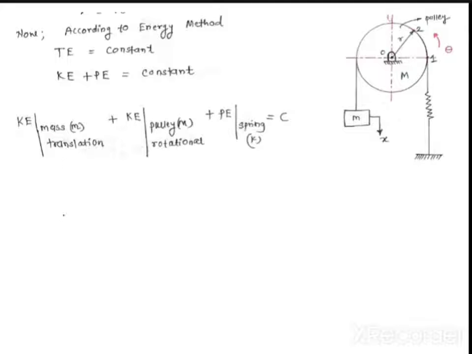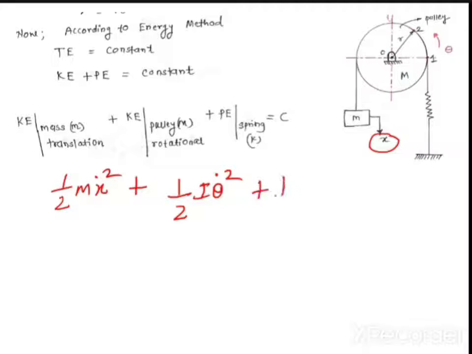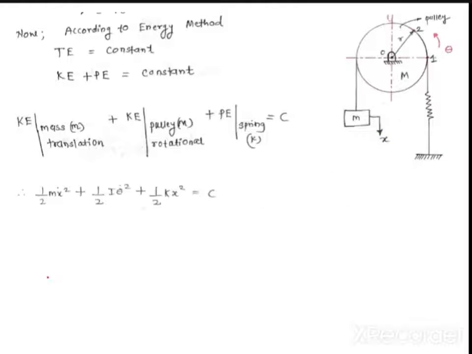Anybody? How will you write the formula for this? Check the mass coordinate. The mass coordinate is x. So you write 1/2 m x dot square, plus pulley 1/2 I theta dot square, plus spring 1/2 k x square is equal to constant. Now this is the statement that I have written. Where did I come from?